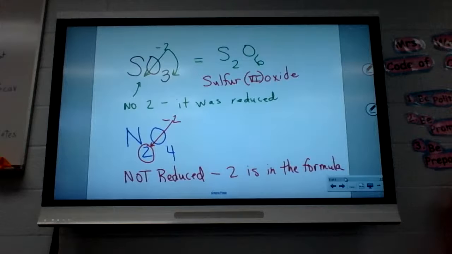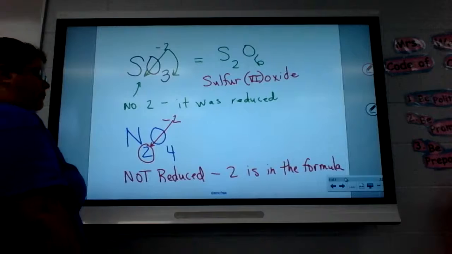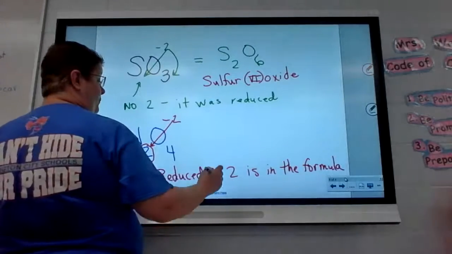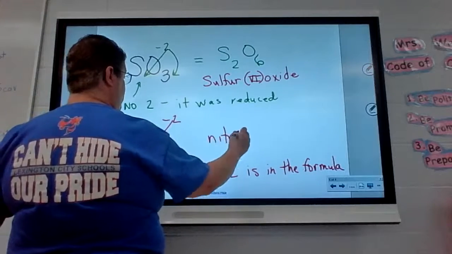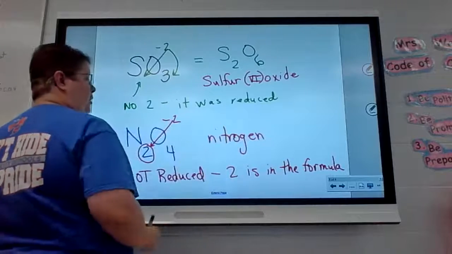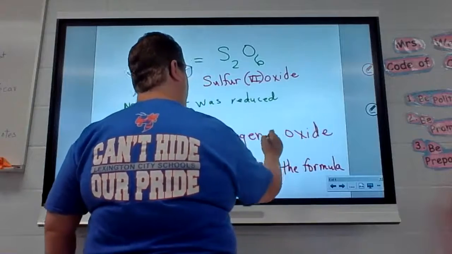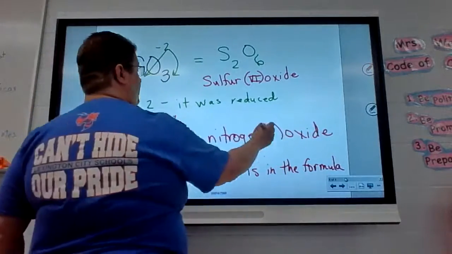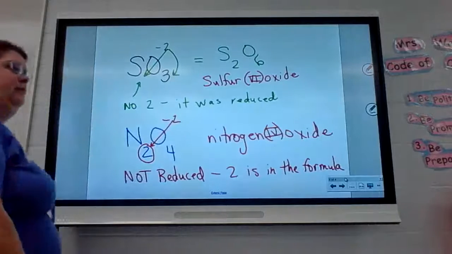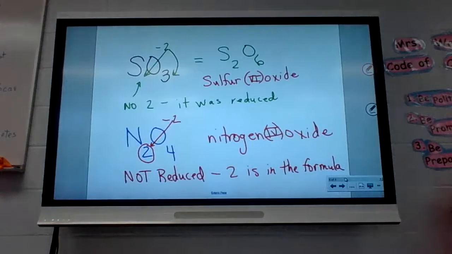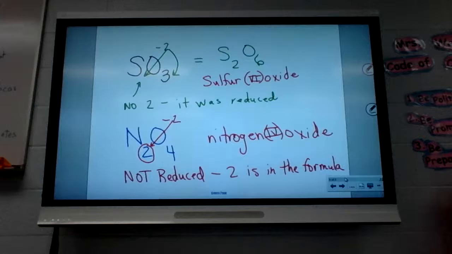So, how do we write this name? What's N? So we write nitrogen. What's O? Oxide. What Roman number? 4. Now, do I have to do all these with oxygen? No. I don't have to use oxygen. Everybody caught up?